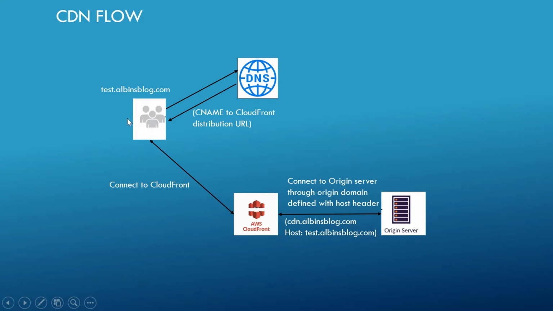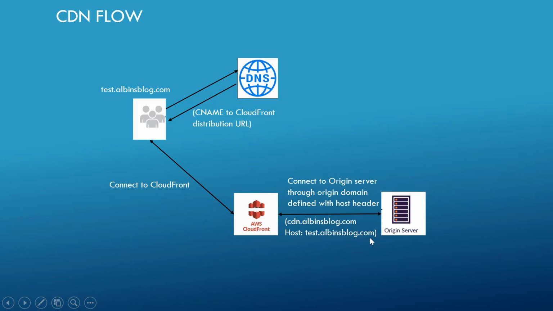Yeah, so how this will work is, we are going to enable a CNAME to the CloudFront distribution URL for this test.albinsblog.com. So a browser will connect to CloudFront, and CloudFront will connect to the origin server. In my case, it's Apache through cdn.albinsblog.com. So I am going to create a domain called cdn.albinsblog.com. This is a new subdomain, and CloudFront will also pass the host header as test.albinsblog.com.